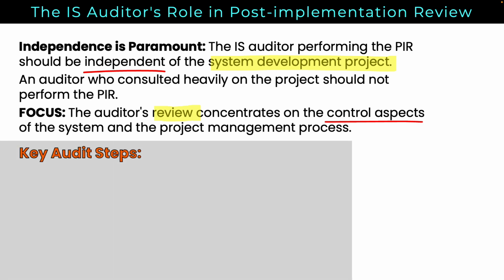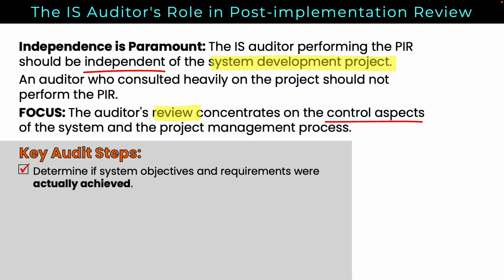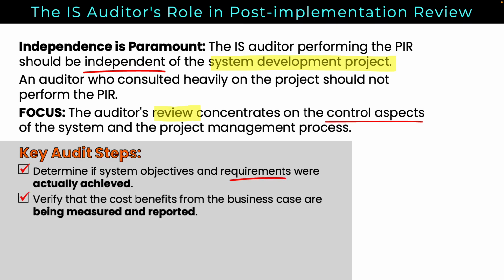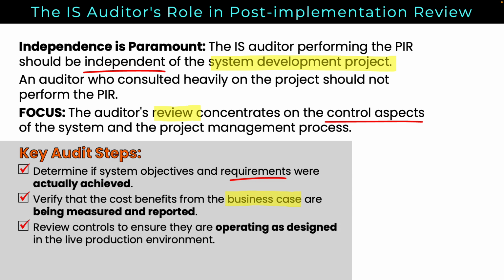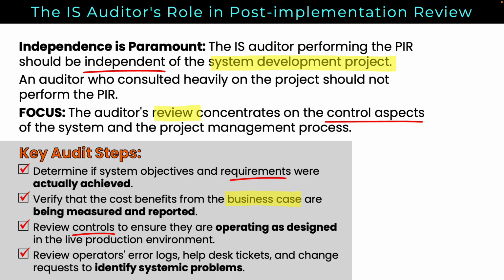Some key audit steps here. Determine if system objectives and requirements were actually achieved. Verify the cost benefits from the business case, that formal document that kicked this project off, that the benefits from the business case are being measured and reported. Review controls to ensure they are operating as designed in the live production environment. And review operators' error logs, help desk tickets, change requests to identify any systemic problems.